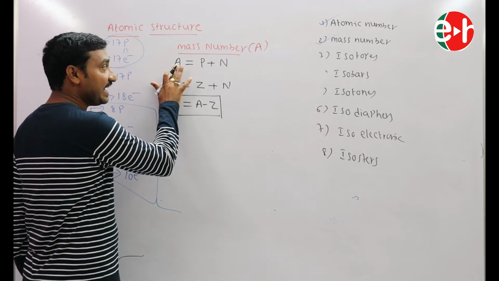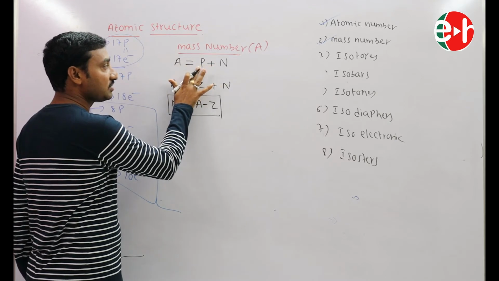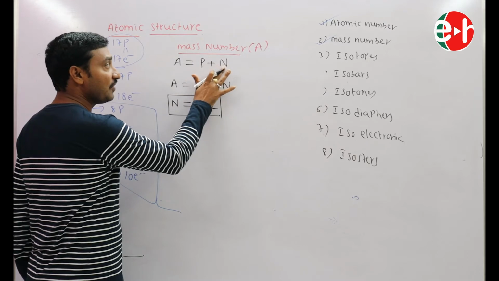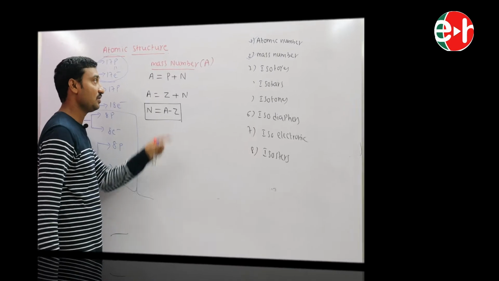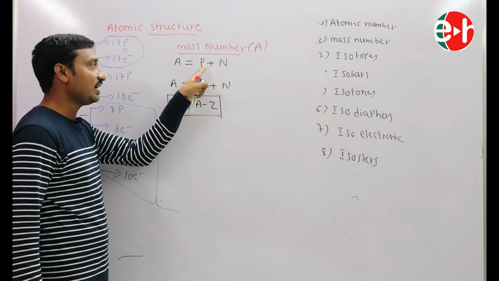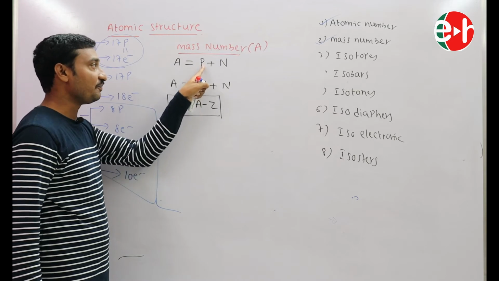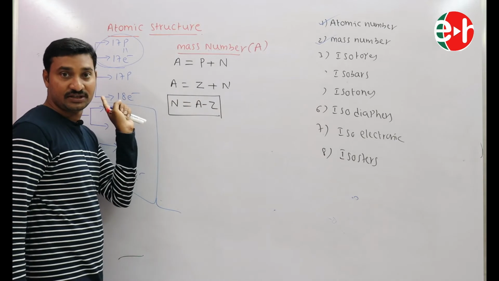Mass number A is equal to the sum of the number of protons plus the number of neutrons. Here N is neutrons, P is protons. We know the number of protons equals the atomic number Z. That's why I wrote Z in the place of P. A is equal to Z plus N, then N is equal to A minus Z.